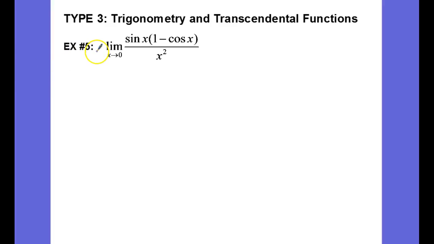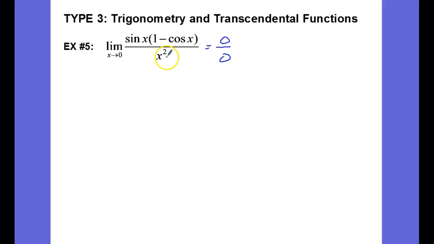The third type of applications that we encounter involve trigonometry and transcendental functions. Here we're asked to evaluate the limit as x approaches 0, sine x times 1 minus cosine x over x squared. And plugging in 0, we have cosine of 0 is 1, 1 minus 1 is 0, sine 0 is 0, 0 times 0 is 0, over 0 squared is 0 over 0.